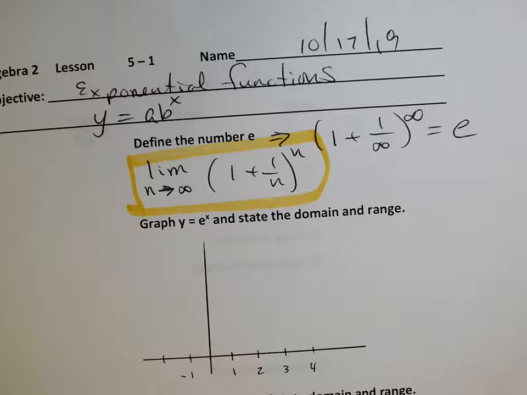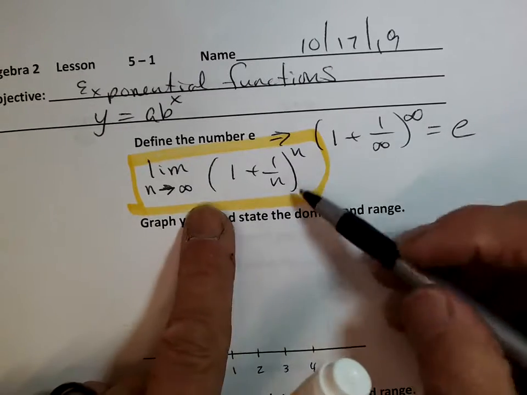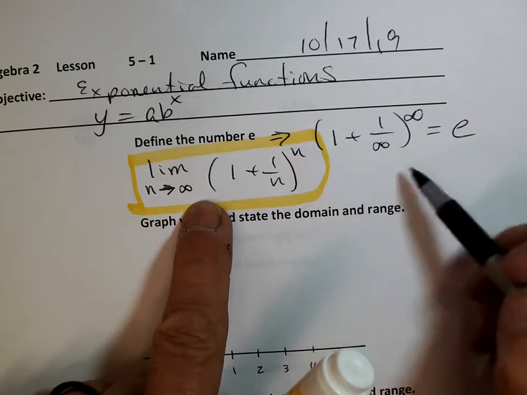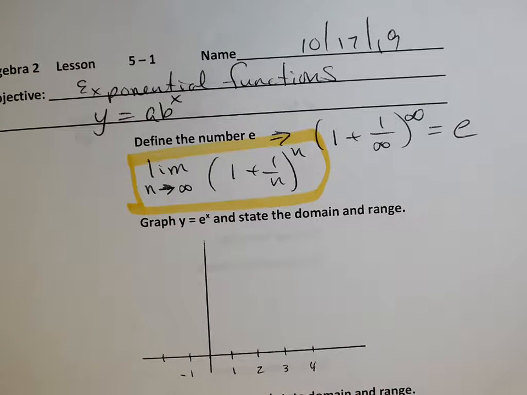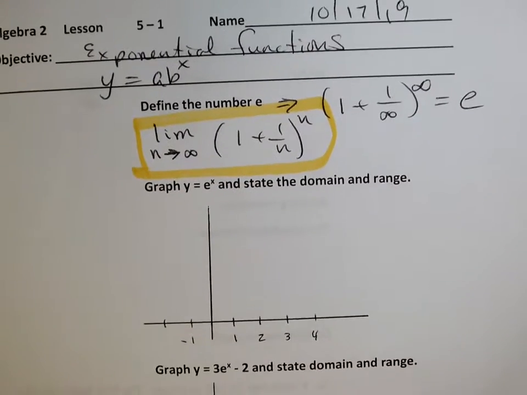The limit means you're getting closer and closer and closer. The word limit means you're going to get as close as you can get, but you can't get there. So this is a calculus term, and as n gets closer and closer to infinity, you get closer and closer to the number e. John, have you seen limits, haven't you? Yeah. Okay.